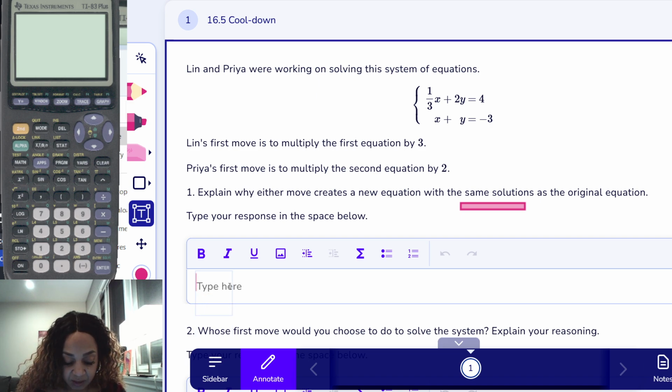Okay, so let's type. Use a text box. Okay, so either method will work because it doesn't matter.